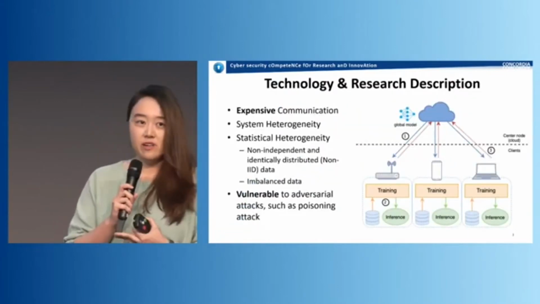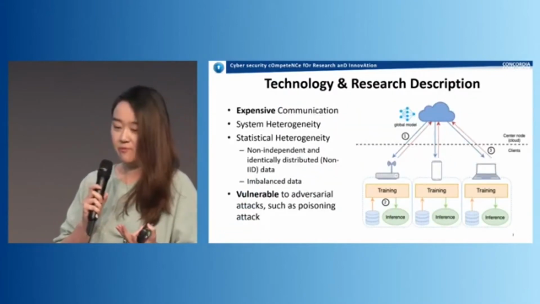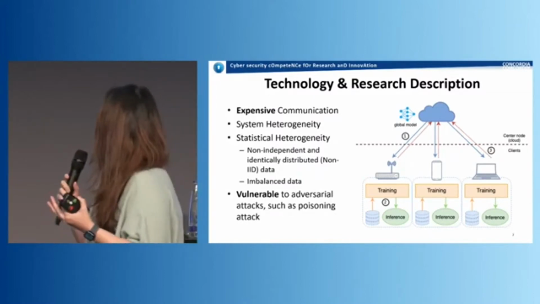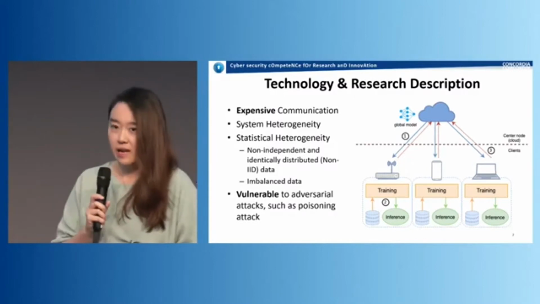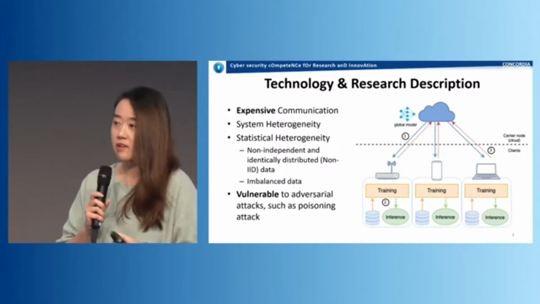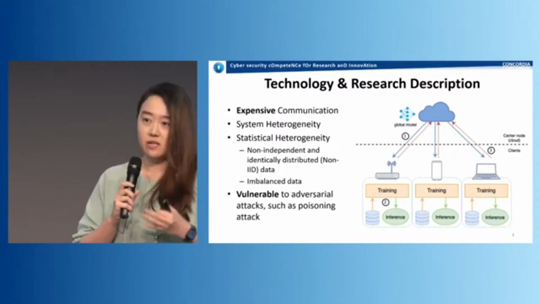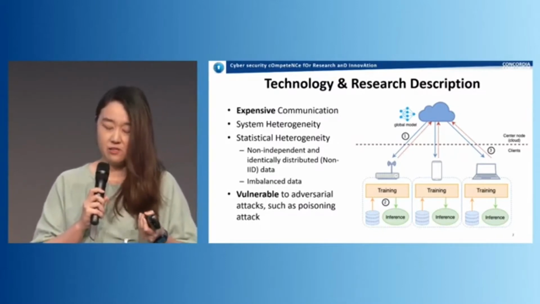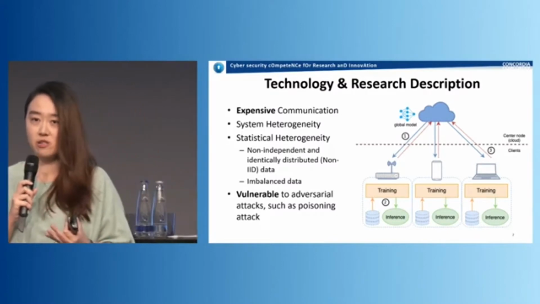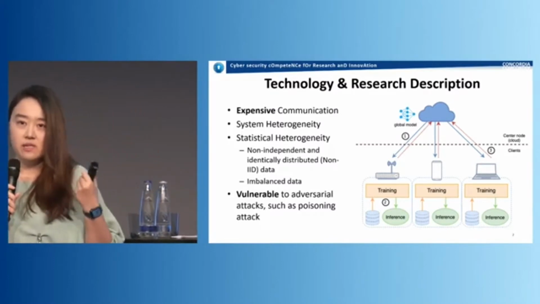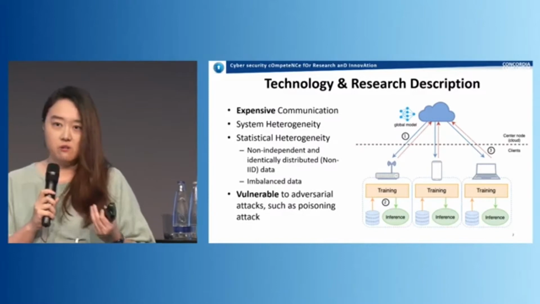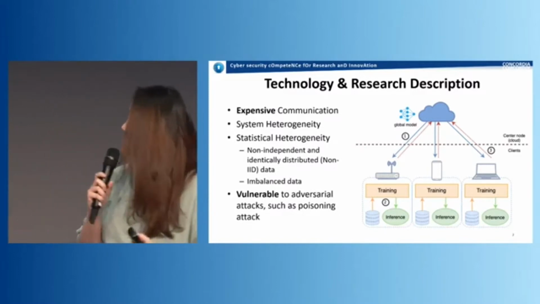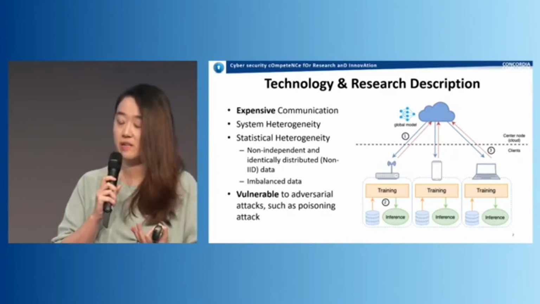So I would like to first give a brief description of federated learning. I think most of you know it. In the federated learning setup, we have the center cloud and we have several clients. Each client has their own local model and trains locally. When the center cloud calls for aggregation, the clients send the model updates back to the global cloud, and you set up another round of training. That is the federated learning setup.